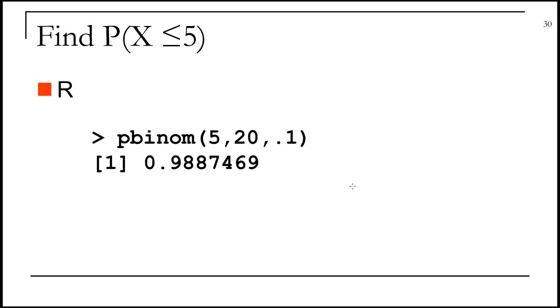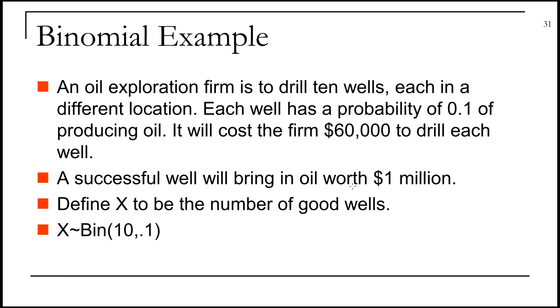What's the probability x is less than or equal to 5? P binom. That simply gives you the probability x is less than or equal to 5. Another binomial example would be an oil exploration firm is to drill 10 wells, each in a different location.